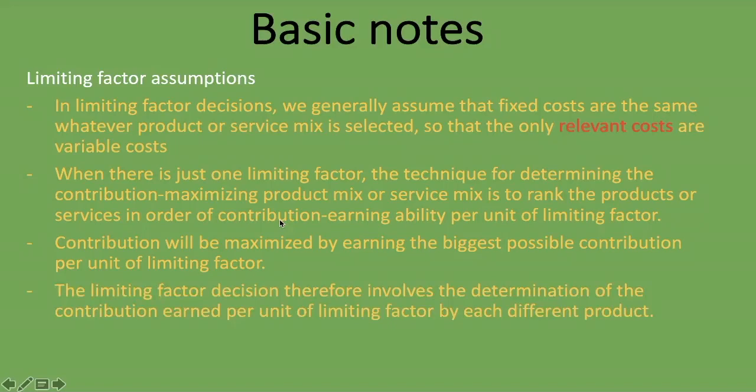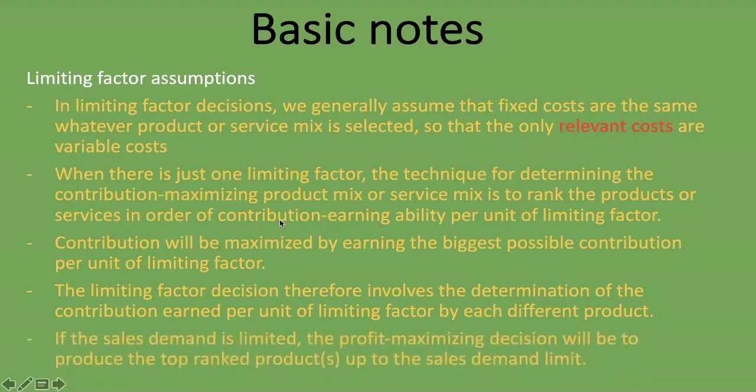So we're going to take each single product that we produce, and we're going to see how much contribution per unit of limiting factor that product is giving me. And you're going to rank them and see which one is giving you the highest contribution per limiting factor. The one that gives you the highest contribution per limiting factor will be your first priority. That's the one that you will produce as many as possible with the limiting resource. And then you produce the second one with the second highest contribution per limiting factor, and so forth. And you'll see now how that works with the help of an example.